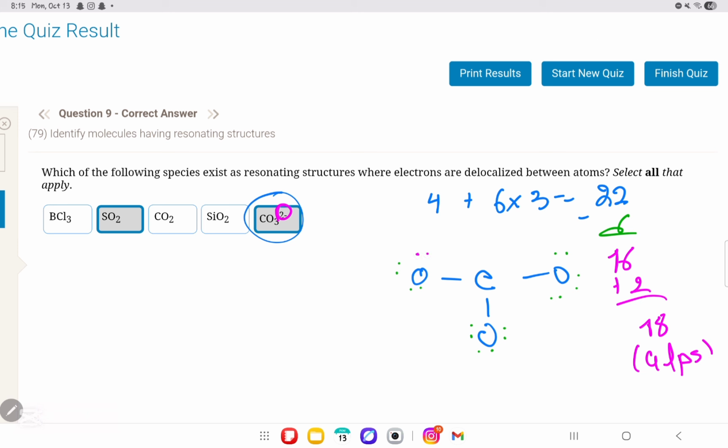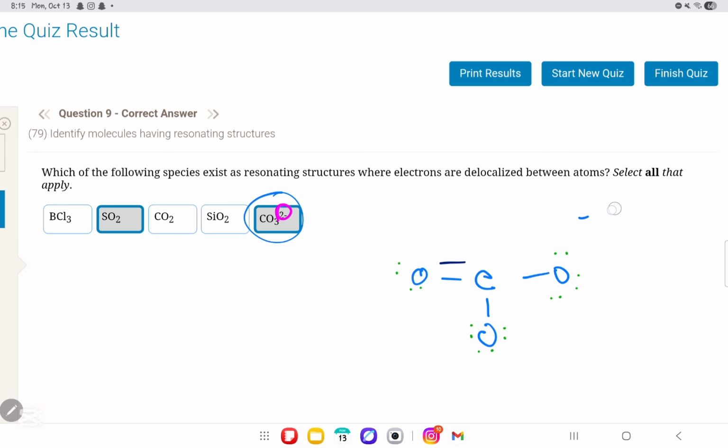Now we need to check carbon. Is it beryllium, boron, aluminum? No. If it's not these, it cannot be electron deficient. So it's not electron deficient. That means that carbon should complete the octet. So what do we need to do in this scenario? We will take maybe these 2 electrons and we will make them the sacrifice and we'll put them over here.